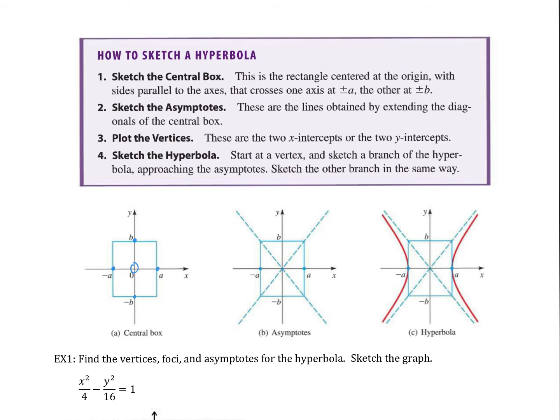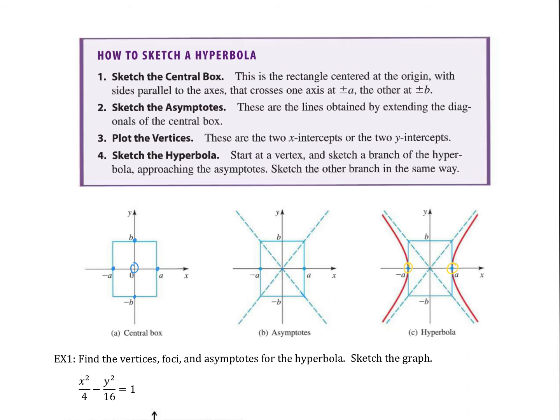Then sketch in the asymptotes, right here. Make sure they're dotted. These lines are obtained by extending the diagonals of the central box. Then plot the vertices. So where are the vertices? Right here and right here. These are the two x-intercepts or the two y-intercepts.